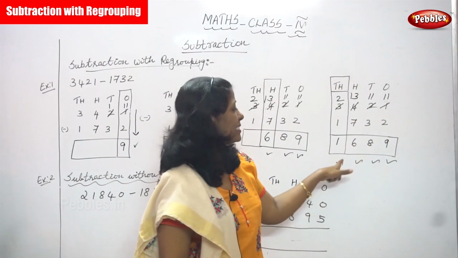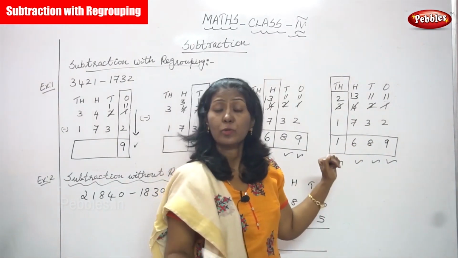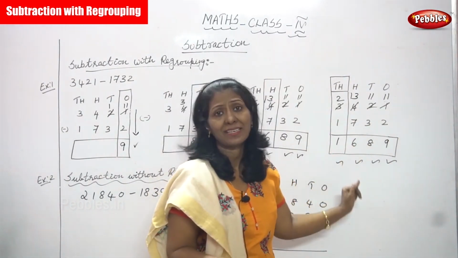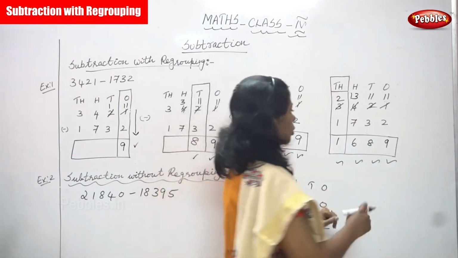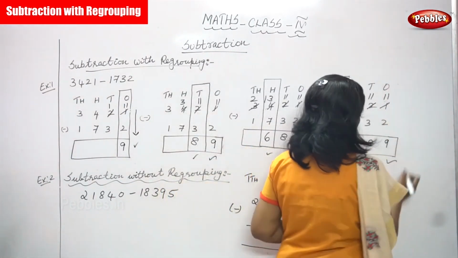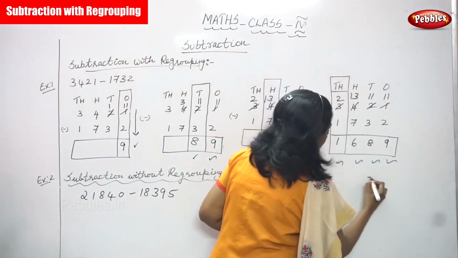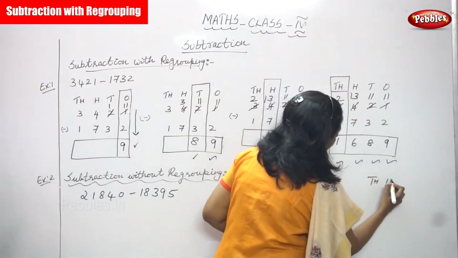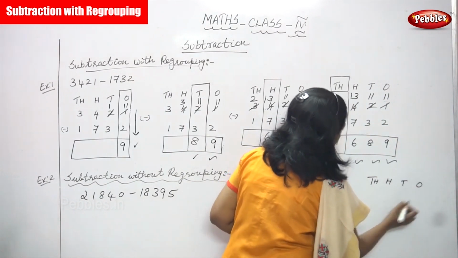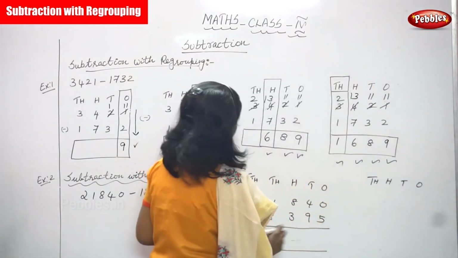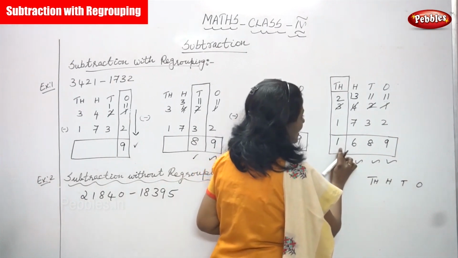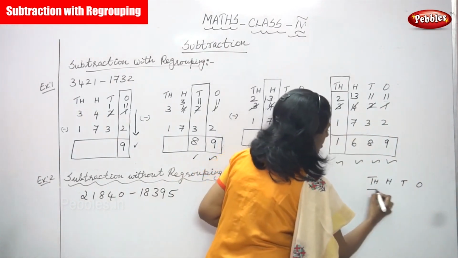This is the right answer. You can ask the question, how could you say it is the right answer? So you have to do the normal subtraction. I just tell you the question is in 1000, 100, tens and ones. See, what is the number? So this is the answer, this is the question.